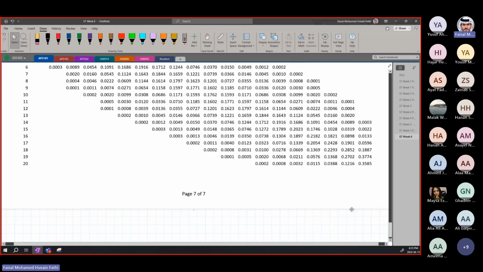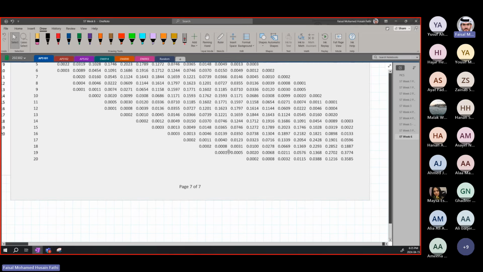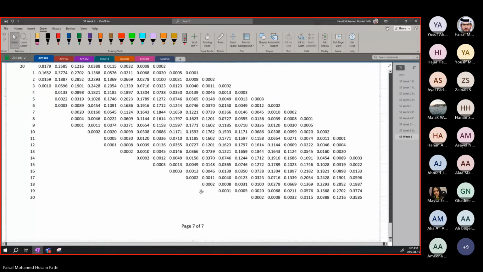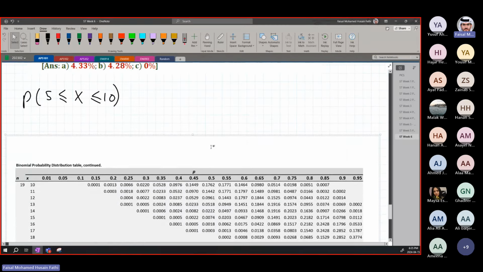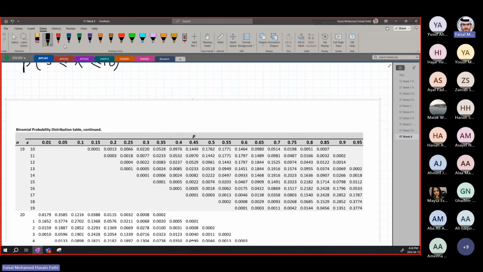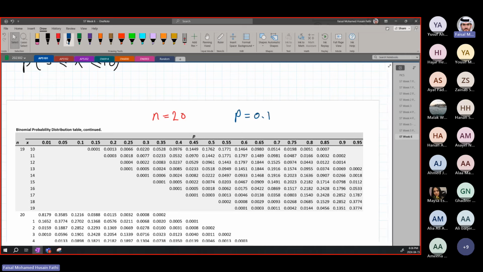All right, this is our table. Okay, I think this is big enough. So let's look at our table. First thing, we need to determine our P. What is our P? It is equal to 0.1. So P equal 0.1. What is our N? Our N is equal to 20. Okay. So first we look at our P. Our P is 0.1, it is over here.